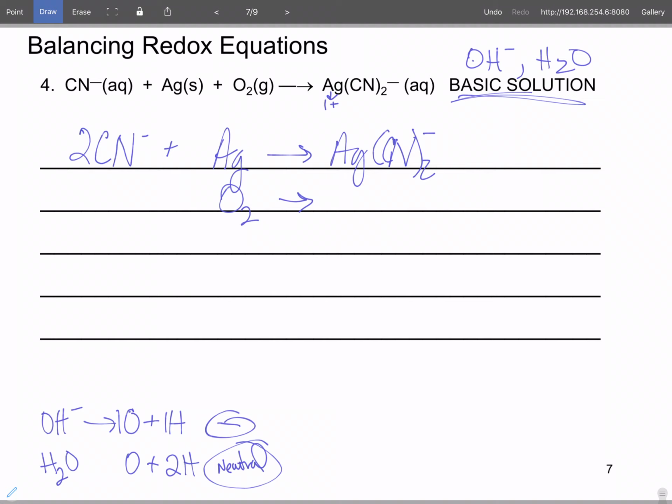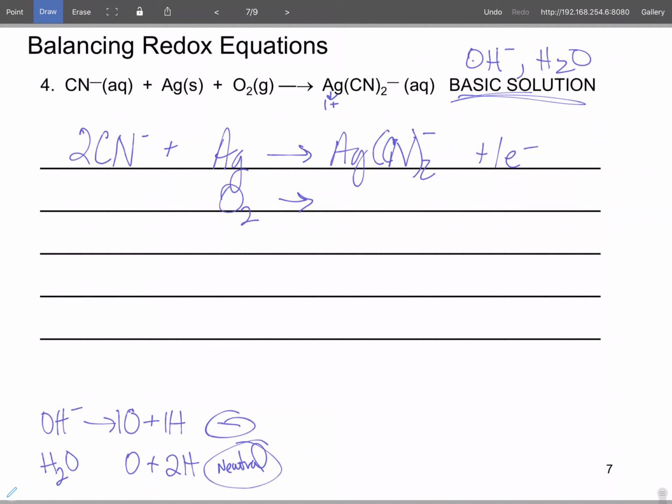Total charge on the reactant side is 2 minus. Total charge on the product side is 1 minus, so we need to add 1 electron to the product side. So now it's 2 minus and 2 minus. Okay? All right, so that brings us to our oxygen. So we're going to need oxygen on the product side. So we can add either hydroxide or H2O.